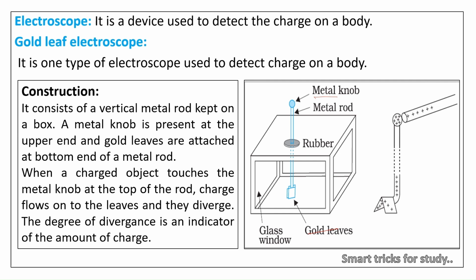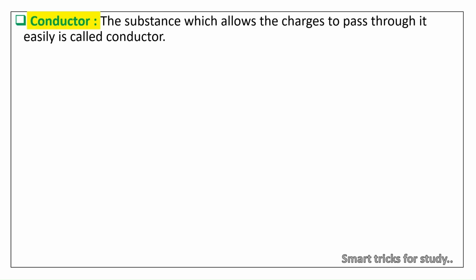Next, look into conductors and insulators. Conductor. The substance which allows the charges to pass through it easily is called conductor.